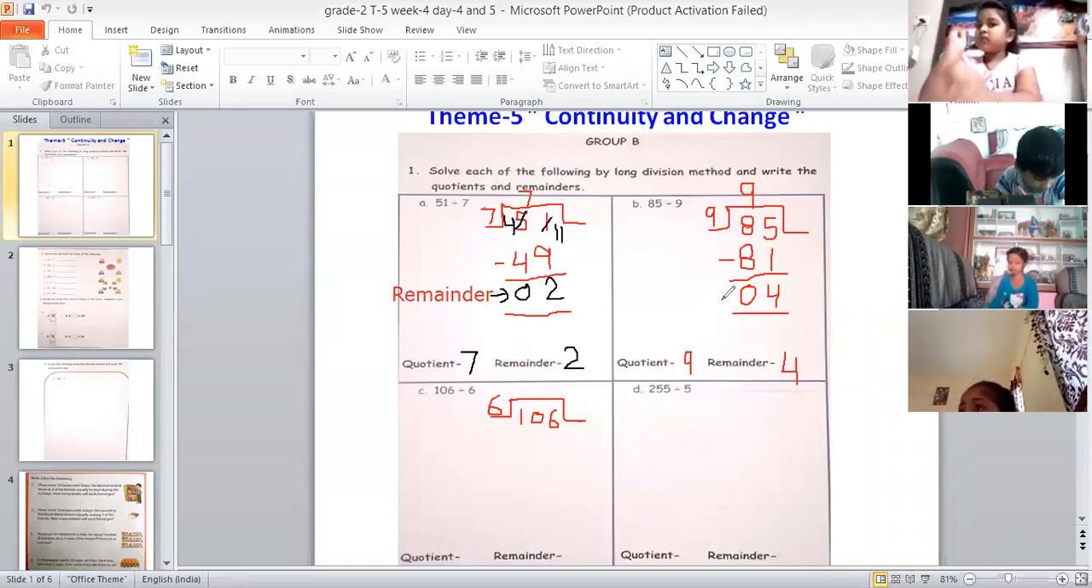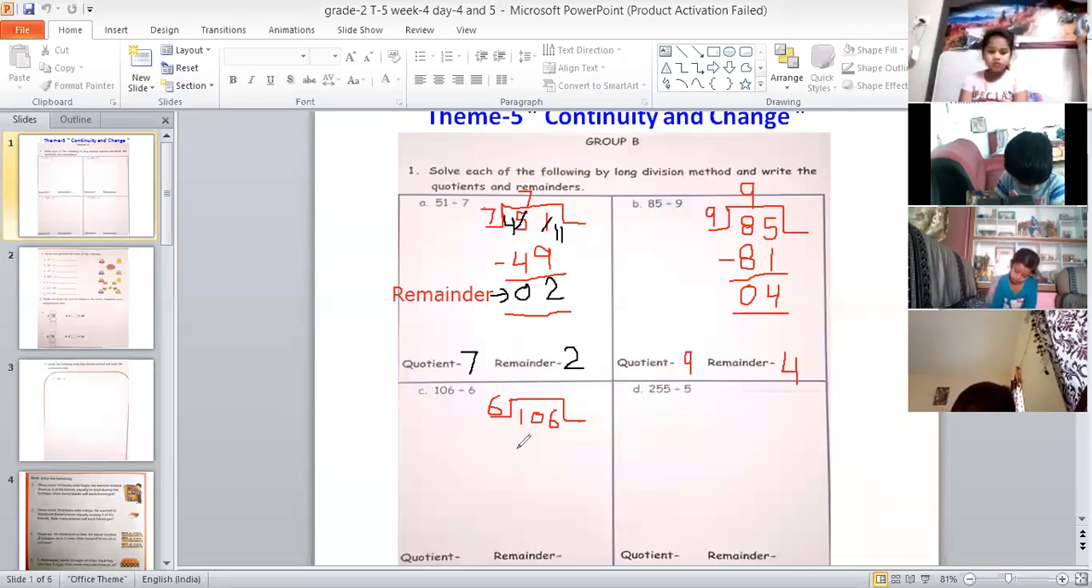Krishika, please unmute yourself. Yes, ma'am. So here we will take 1 and 0 together, that is 10. Now, Krishika, recall the 6 table and tell me which number is smaller than 10 and nearest to 10 in the 6 table.